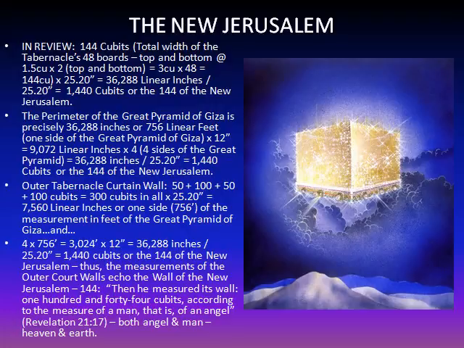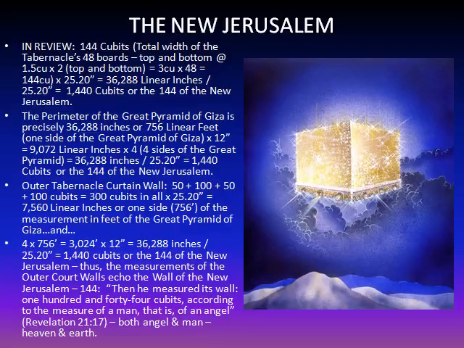In review now, the 144 cubits. Total width of the tabernacle's 48 boards, top and bottom, at 1.5 cubits, top and bottom, times 2, is equal to 3 cubits, times the 48 boards is equal to 144 cubits, times 25.20 inches of the sacred cubit gives us 36,288 linear inches, divided by the 25.20 inch cubit is equal to 1,440 cubits, or the 144 of the New Jerusalem.